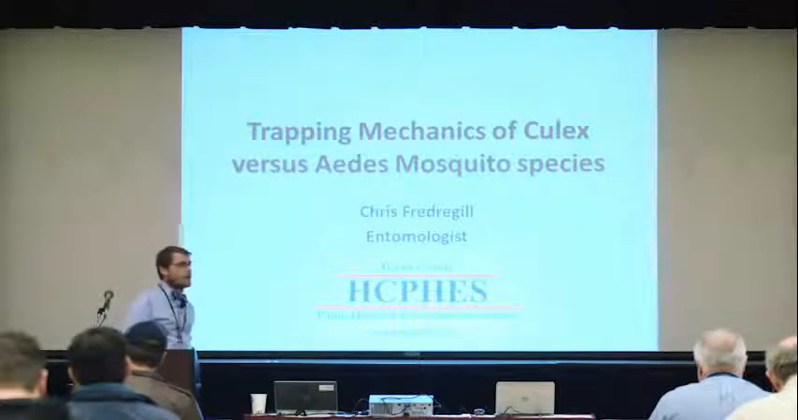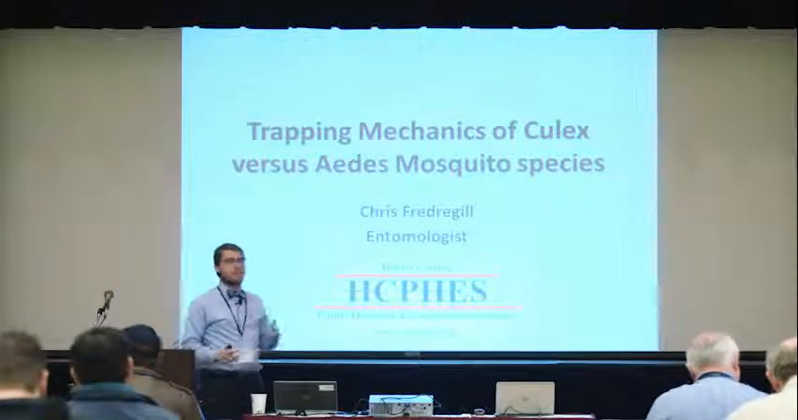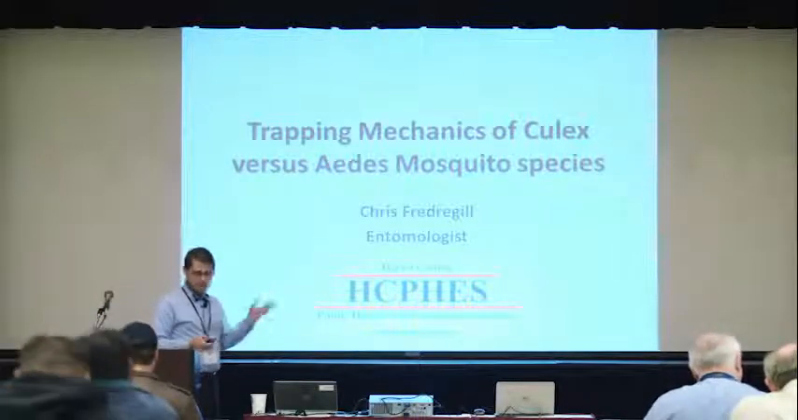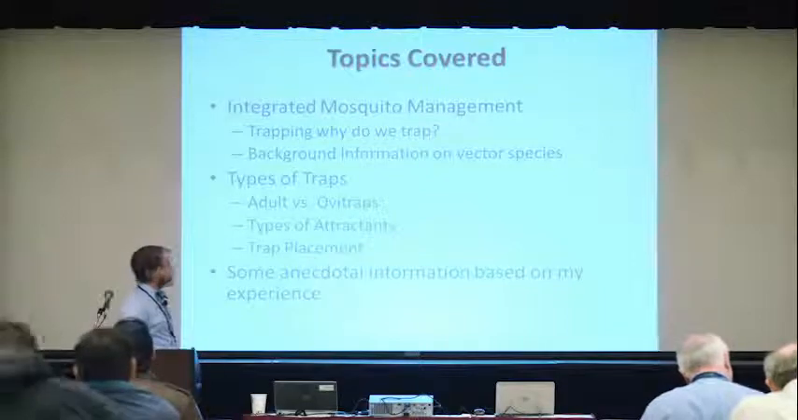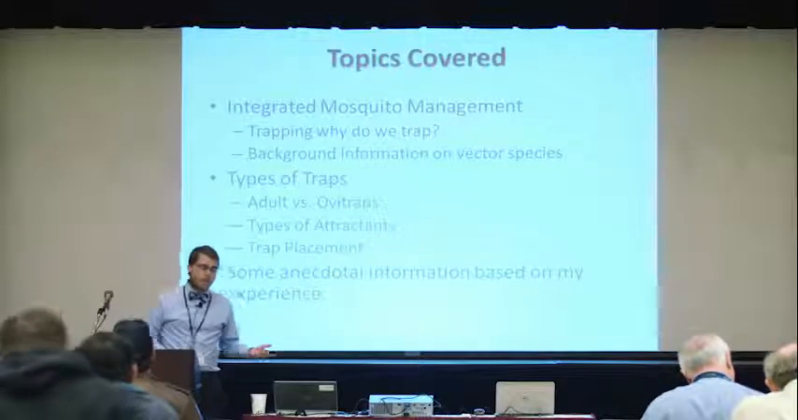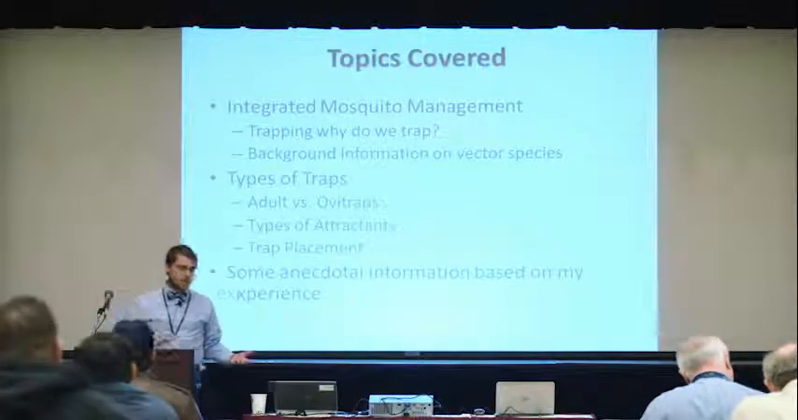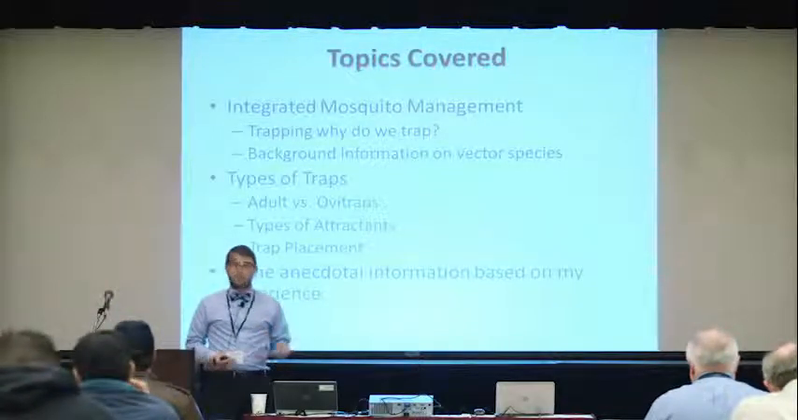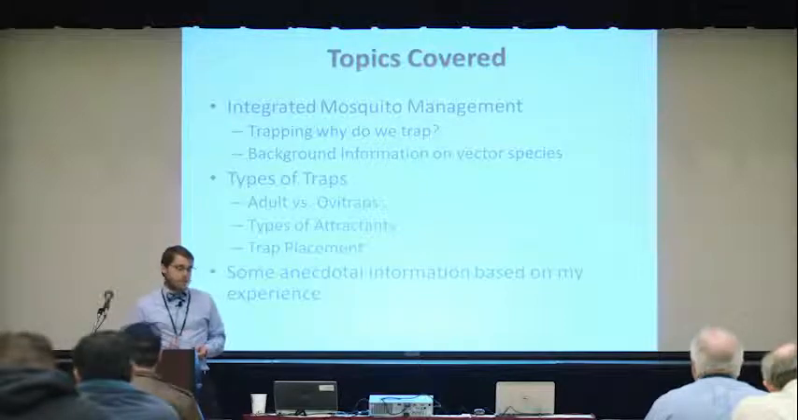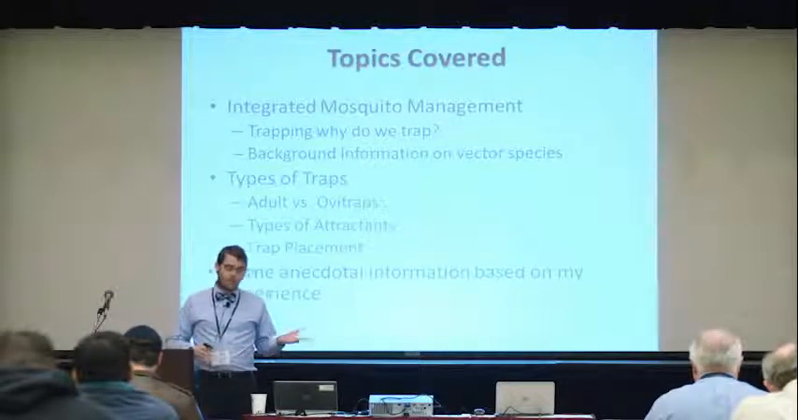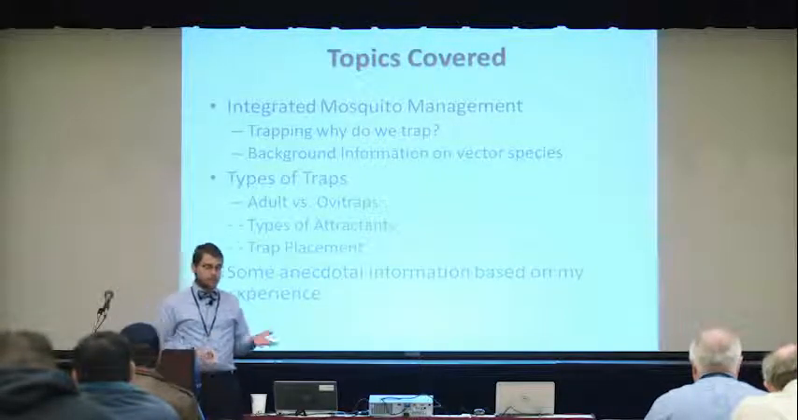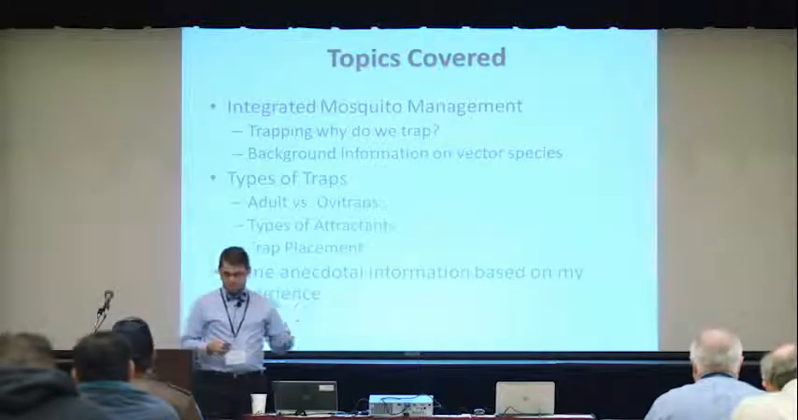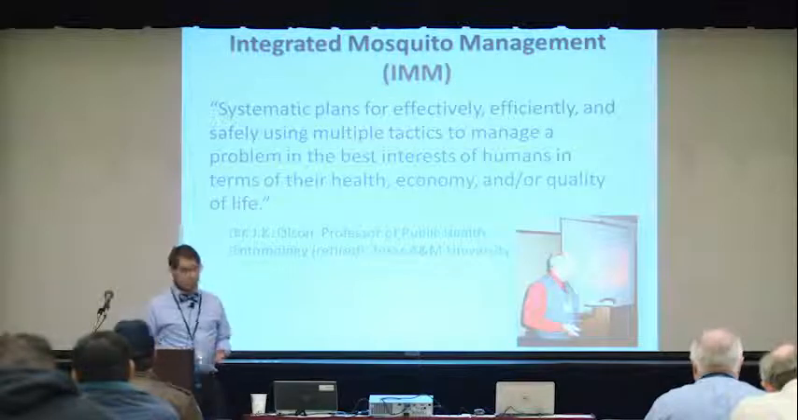So basically today I'm going to talk to you about the trapping mechanics, basically collecting Aedes species versus Culex species, and we'll go from there. We're going to cover integrated mosquito management and why do we trap, a little background information on the different vector species that we're focused on at Harris County, the types of traps, I'll briefly mention ovitraps, mostly we'll stick with adult traps, the types of attractants, trap placements, and then some of my experiences trapping throughout my time.